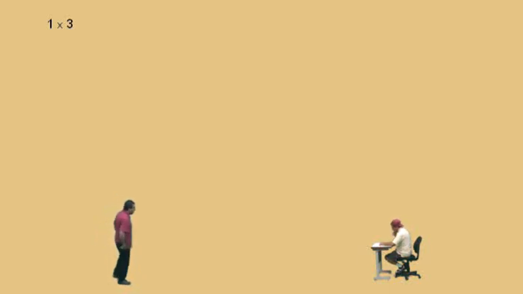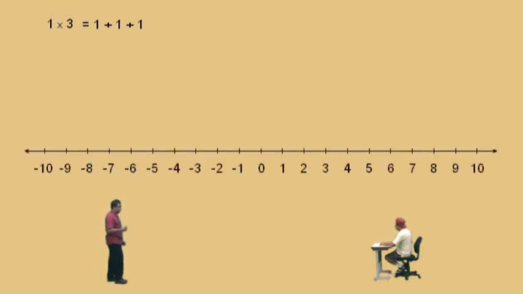1 times 3. Remember, what did 1 times 3 actually mean? 1 plus 1 plus 1. Yeah, 1 plus 1 plus 1. Remember, multiplication was presented that way in this class. Multiplication is really addition. So how do you figure out 1 plus 1 plus 1, Charlie?